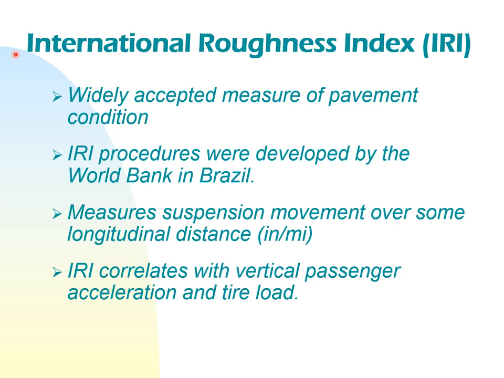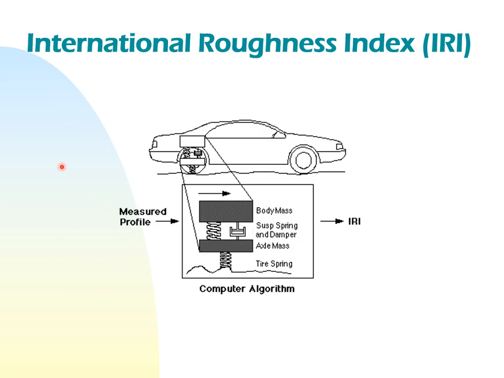Then comes the International Roughness Index, a widely accepted measure of pavement condition. IRI, International Roughness Index, procedures were developed by the World Bank in Brazil. It measures suspension movement over some longitudinal distance in inches per mile. IRI correlates with vertical passenger acceleration and tire load. To understand the concept of the International Roughness Index, you can see that a schematic arrangement is shown here. This type of setup, which has been attached to this wheel, with the movement of the vehicle, automatically by using the computer system, we are able to get the value of the International Roughness Index, IRI.